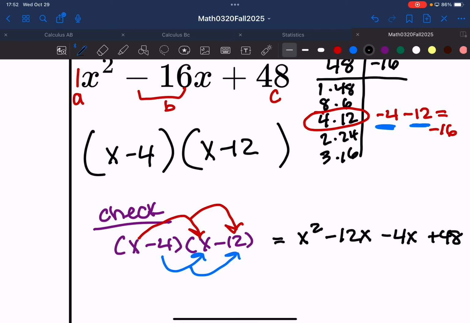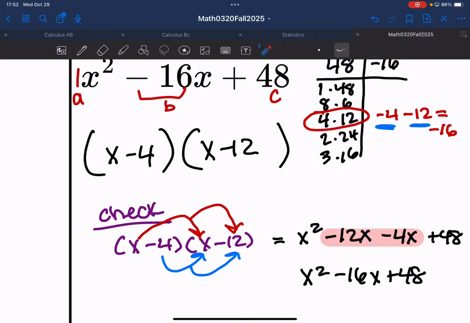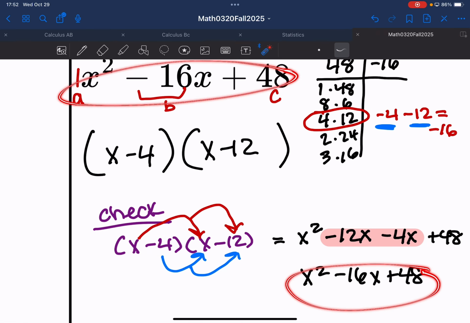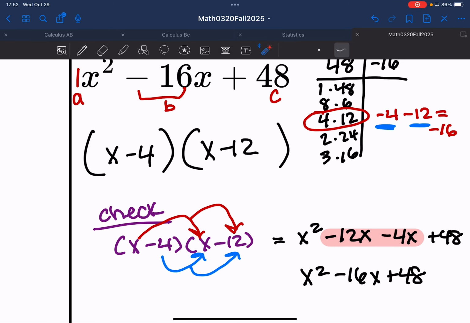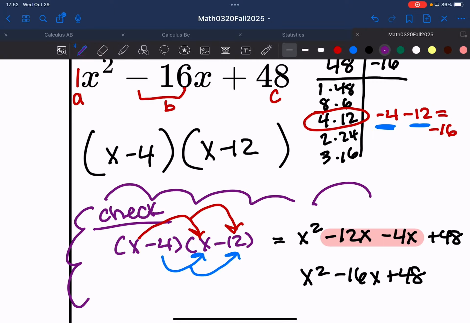So if I'm to combine like terms, that would be these two middle terms, I would get x squared minus 16x plus 48, which should match exactly our beginning equation. Okay, so again, this is a way to check your work. Say you're not quite comfortable with your answer and you want to make sure your answer is correct. Then you go back and you FOIL those two parentheses together and see if you get the original equation.